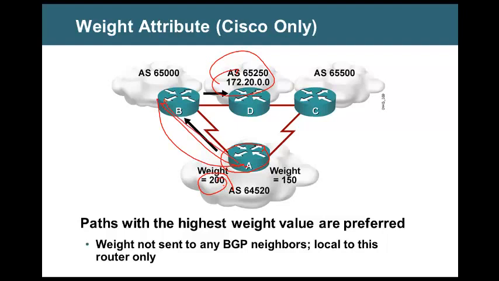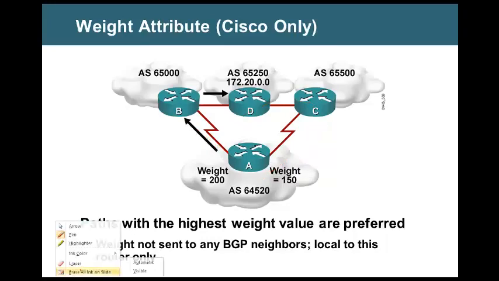You can write an access list and call the access list under a route map and say when this access list matches, give this weight. So it will go like this, and the other networks will go like this. You can do it. We are going to do that.